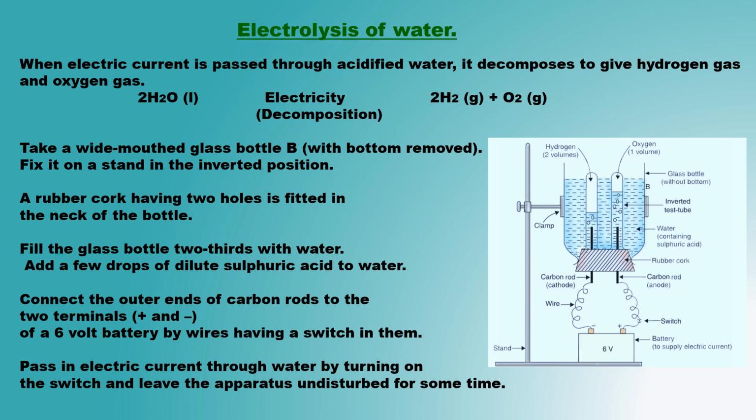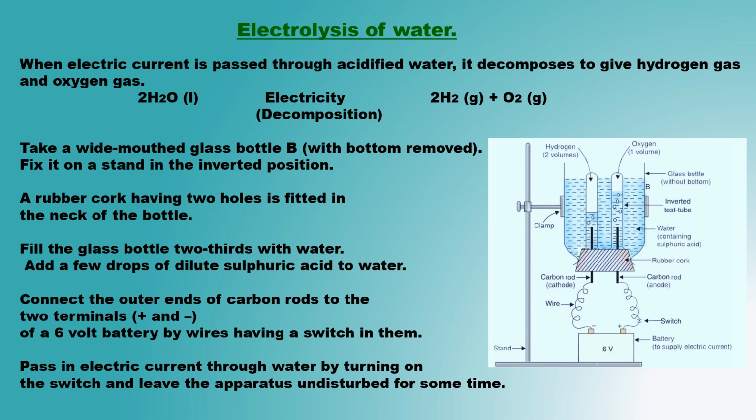The gases formed at the two electrodes go on collecting in the top parts of the inverted test tubes, and the water level in these test tubes falls gradually. The volume of gases collected in the two test tubes is not the same. The volume of gas collected at the negative electrode, the left electrode, is double the volume of gas collected at the positive electrode, the right electrode. Keep on passing electric current till both the test tubes are completely filled with respective gases.